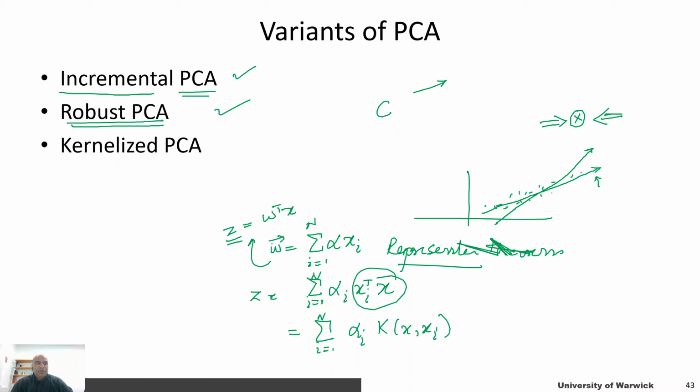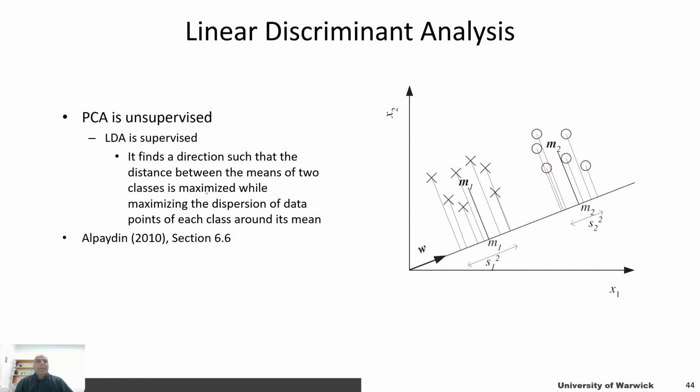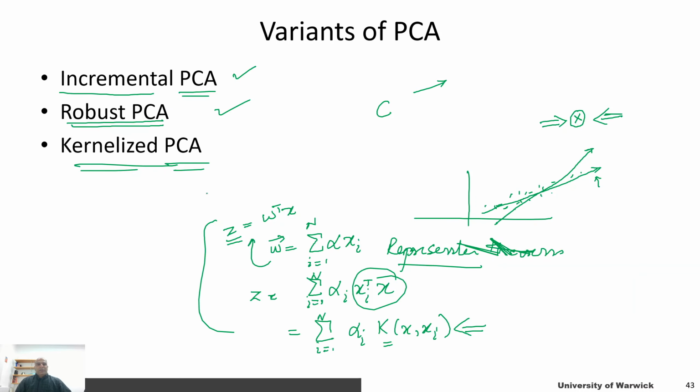That means we can kernelize principal component analysis, and that would allow us to do nonlinear dimensionality reduction using principal component analysis, but together with the kernel. The same concept that we studied in support vector machines is applicable over here. We can kernelize principal component analysis, and kernelized principal component analysis can do nonlinear dimensionality reduction. So you're welcome to explore that on your own if you ever need to use it. Okay, so those are some of the variants.